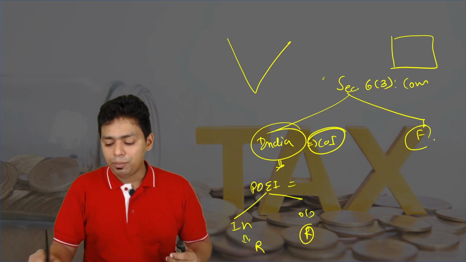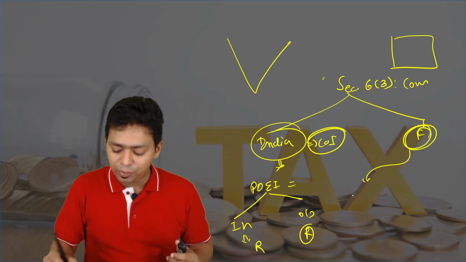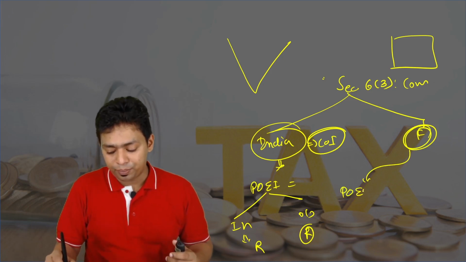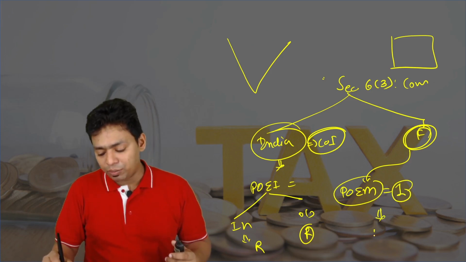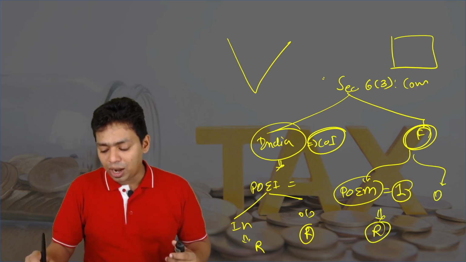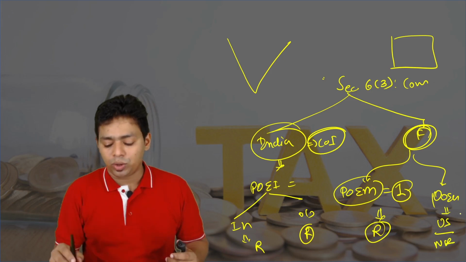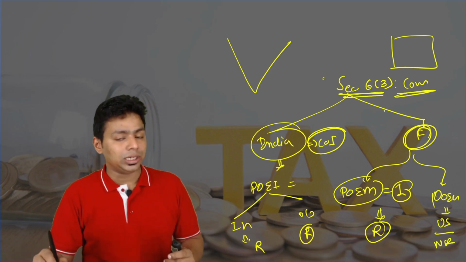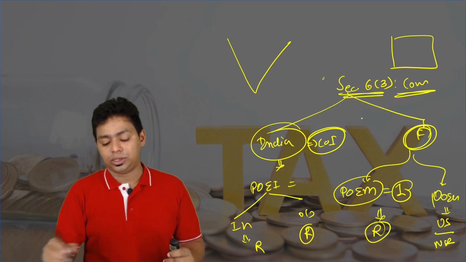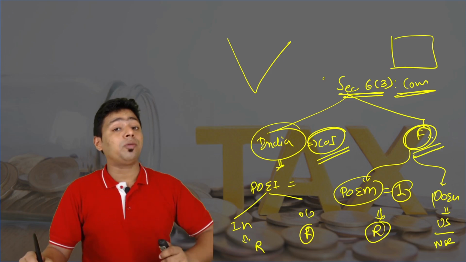But a foreign company, which is incorporated outside India, might become resident in India if POEM is in India. Please understand, if POEM is in India, even this company becomes a resident. If POEM is outside India, then only it becomes non-resident. So in India we have adopted two conditions of residential status for companies: one is country of incorporation and the second is country of management.